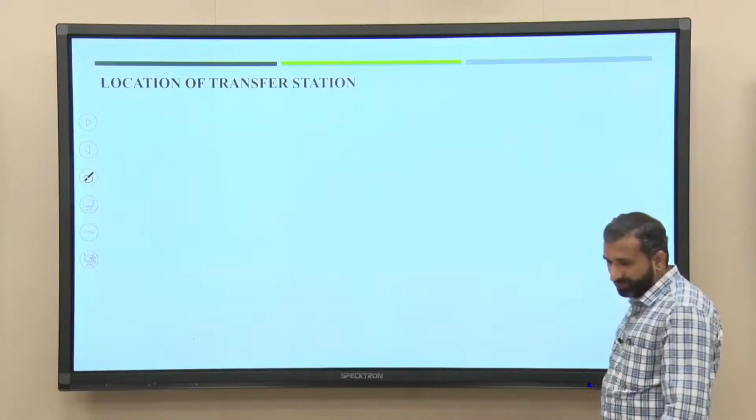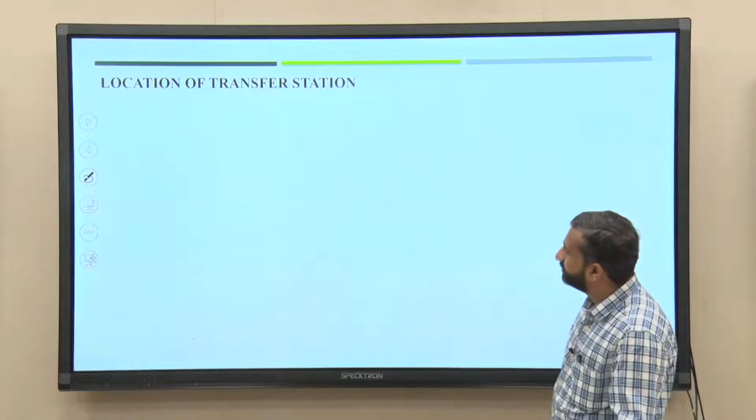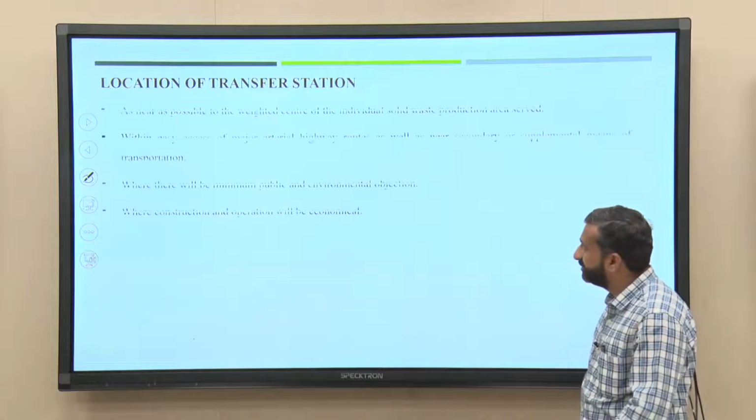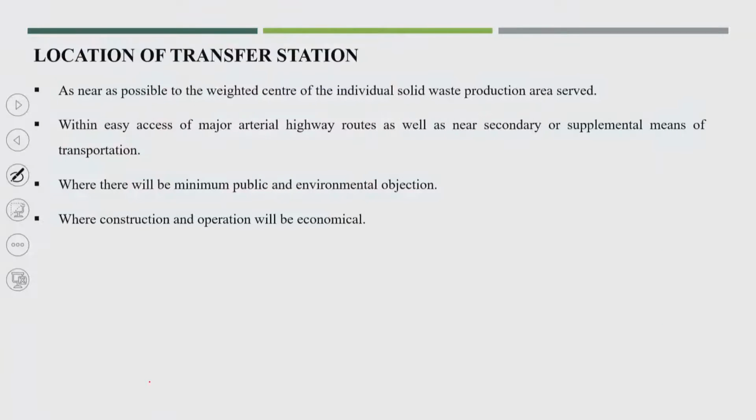Now, the important discussion, that is the location of transfer station. So, this will be discussed now. There are a few points I have noted here before finalizing or siting of a transfer station. First point is that it should be as near as possible to the weighted center of the individual solid waste production areas served.